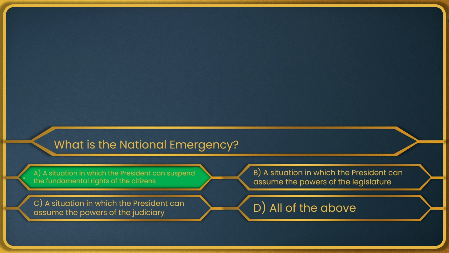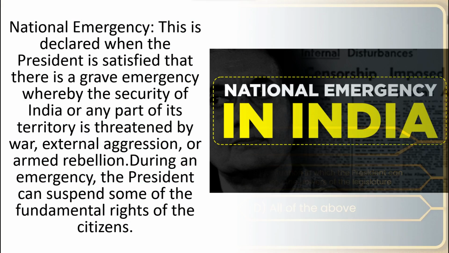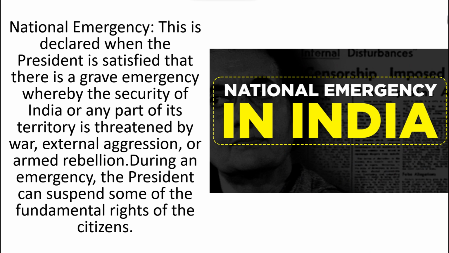Answer. Option A. A situation in which the President can suspend the fundamental rights of the citizens. National emergency is declared when the President is satisfied that there is a grave emergency whereby the security of India or any part of its territory is threatened by war, external aggression, or armed rebellion. During an emergency, the President can suspend some of the fundamental rights of the citizens.